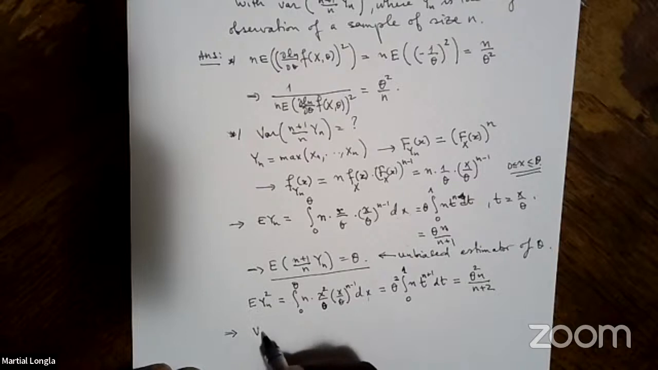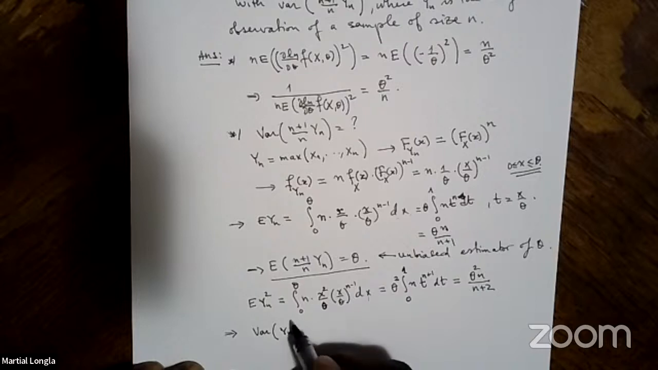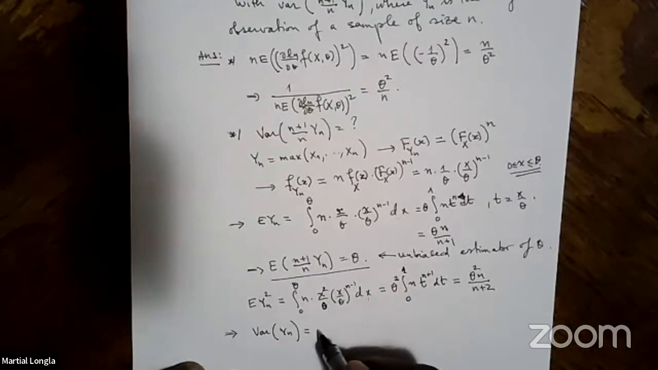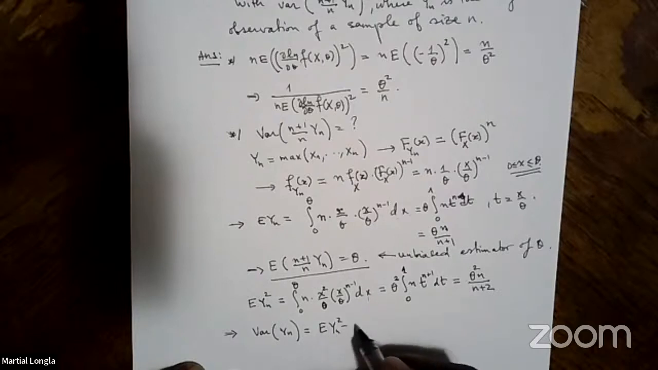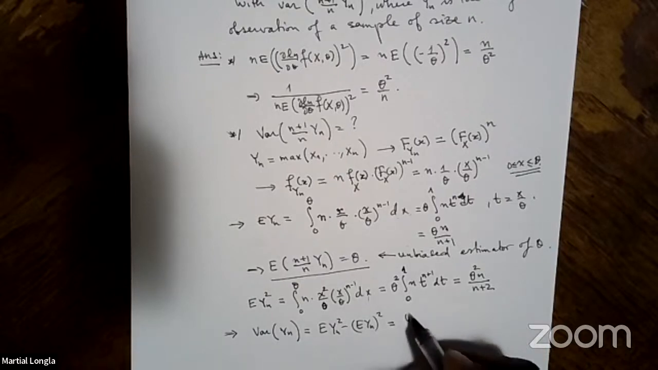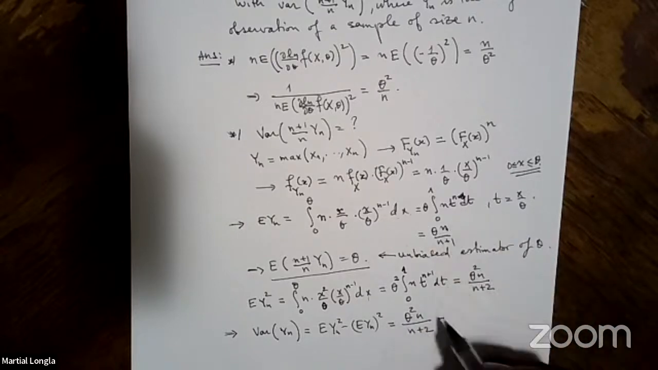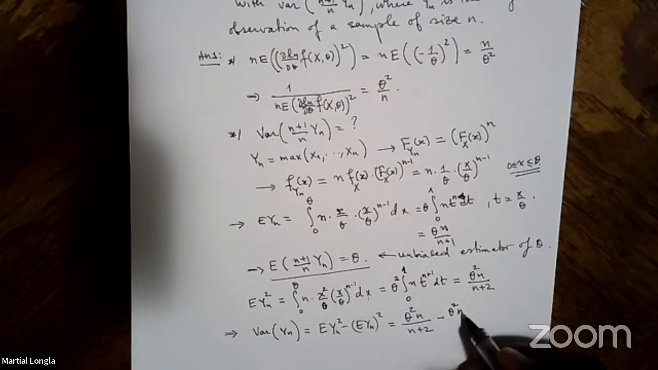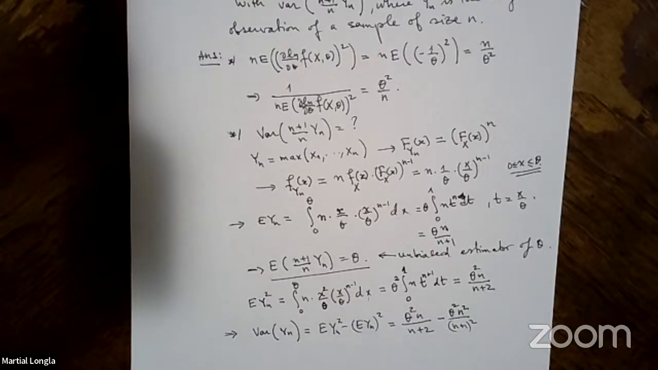Now, the variance of Yn is nothing but the expected value of Yn squared minus the square of the expected value of Yn, and that's going to be theta squared n over n plus 2, minus theta squared n squared over n plus 1 squared. Okay, so we can simplify this.